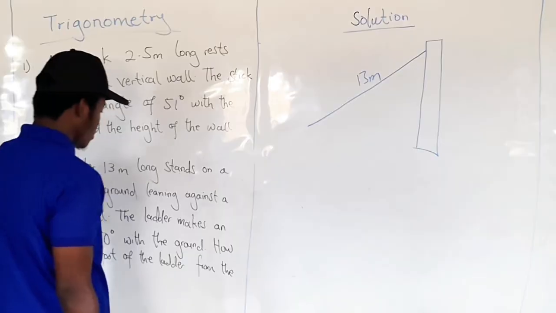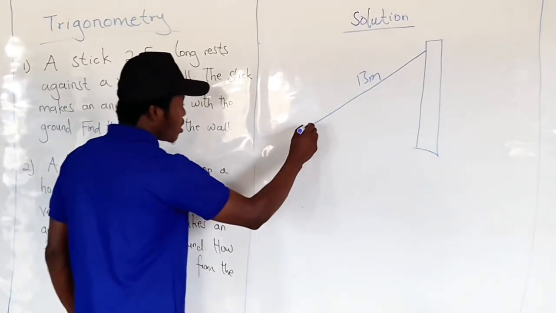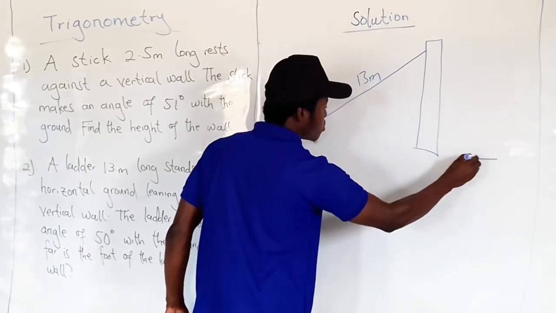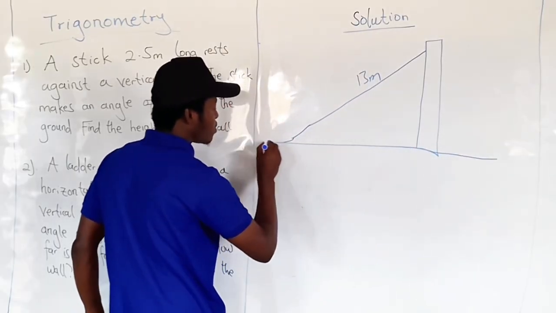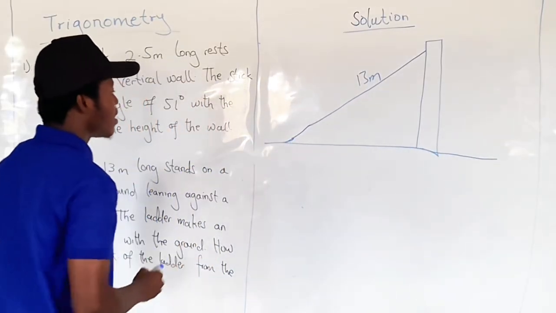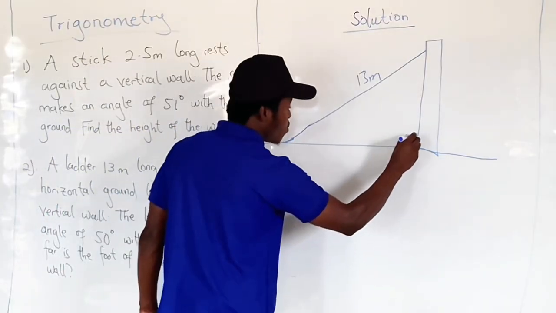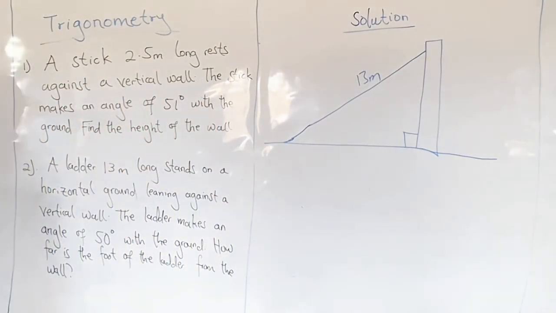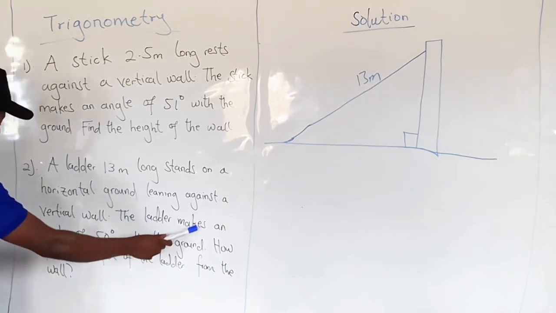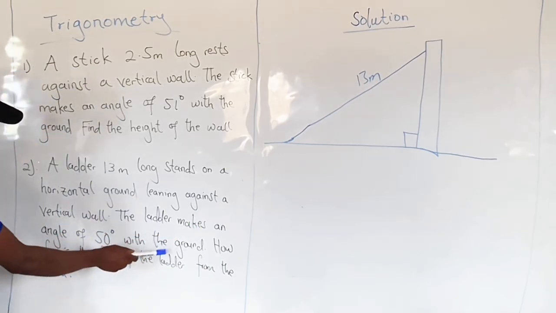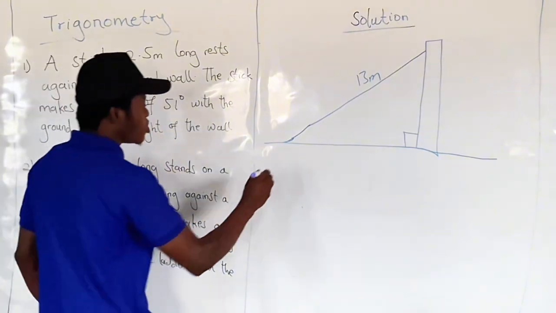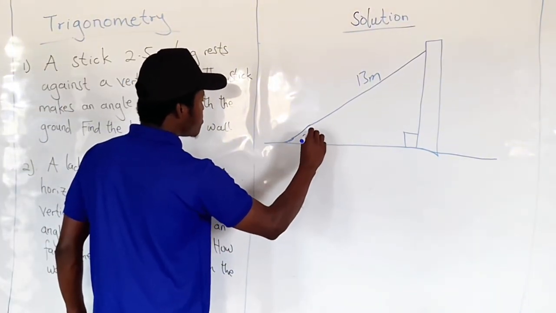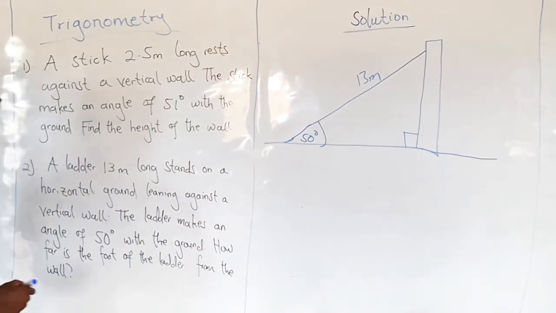And the ladder and then the vertical wall stand on the same horizontal ground. So I'll draw my horizontal ground like this. Very good. And now we have a complete right angle triangle. Now, the ladder makes an angle of 50 degrees with the ground. Here is the ladder and here is the ground. So here becomes 50 degrees. The angle 50 degrees will be here.